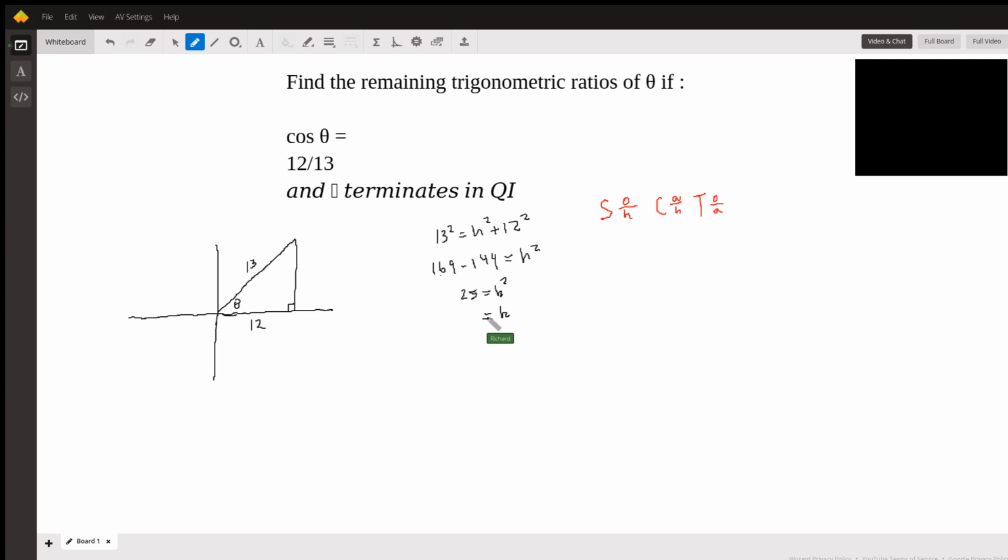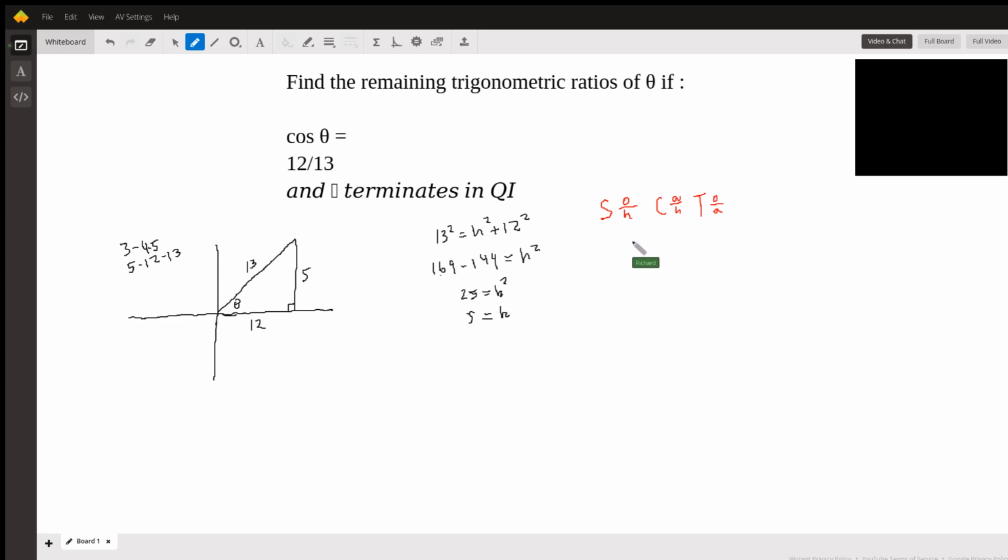So h is 5. If you've been working with right triangles for a while, you probably recognize this as what we call a Pythagorean triplet. These are three numbers that work for the Pythagorean theorem. 12 squared plus 5 squared is 13 squared. The most famous Pythagorean triplet is the 3, 4, 5 right triangle. That's the one you see most often. But this other one is also very common, 5, 12, 13. Okay. So now we just need the rest of it.